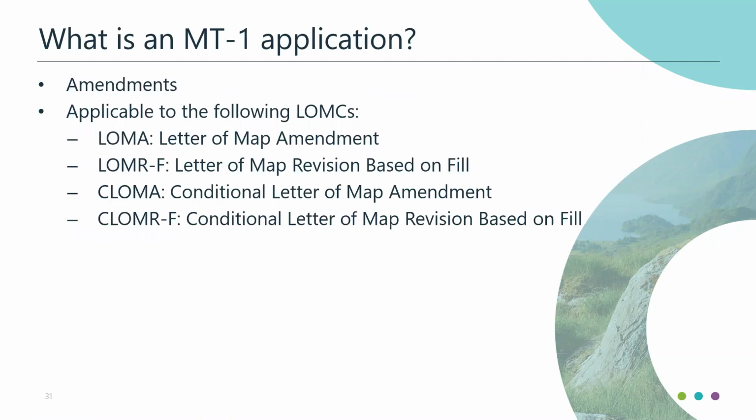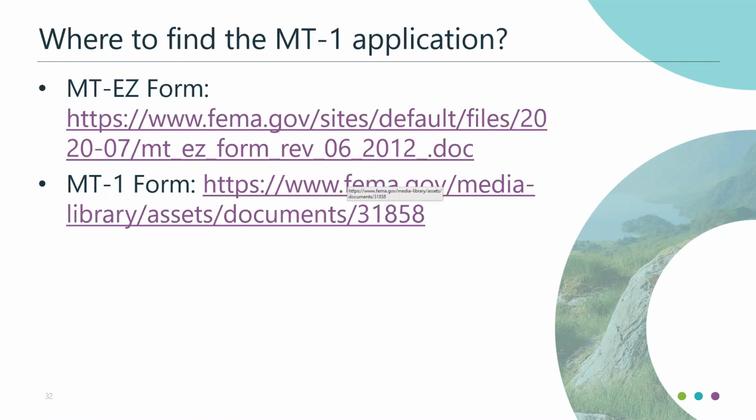First of all, the MT1 applications are amendments. Again, they're not revisions. Applicable to the MT1 application would be LOMAs, or letters of map amendment, LOMR-Fs, CLOMAs or CLOMR-Fs. Those are all amendments, not revisions to the map. Here's a link to the forms on the FEMA website. We'll go through those. You don't have to click on it or try to find your way to those. We're going to go through each one of those, I promise.